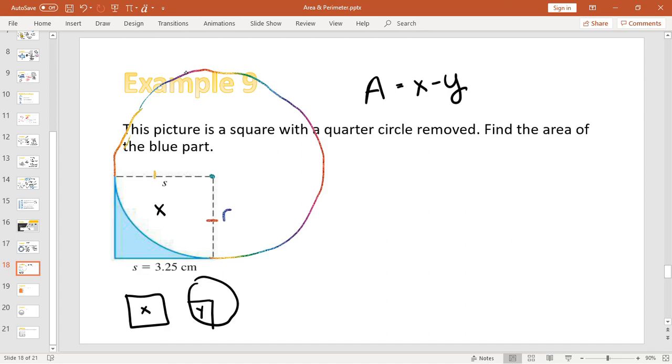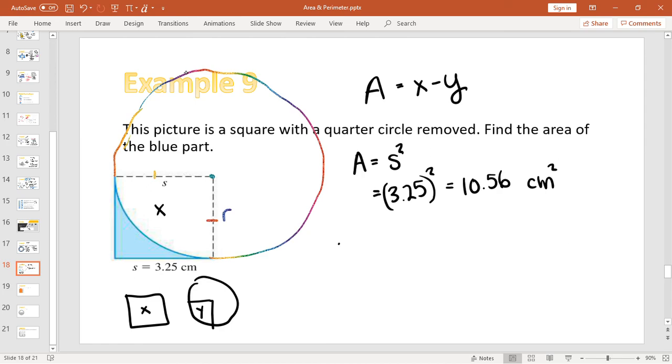All right, area of a square. Take that side, multiply it by itself, or square it, or just do 3.25 times 3.25, and you're going to get 10.56 centimeters squared.